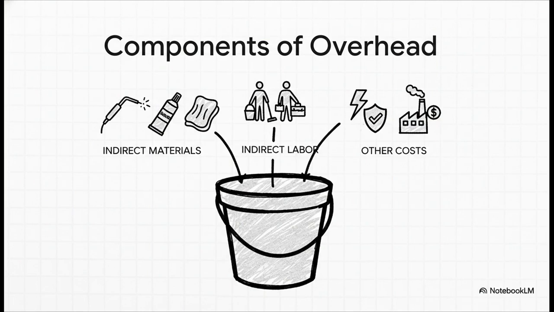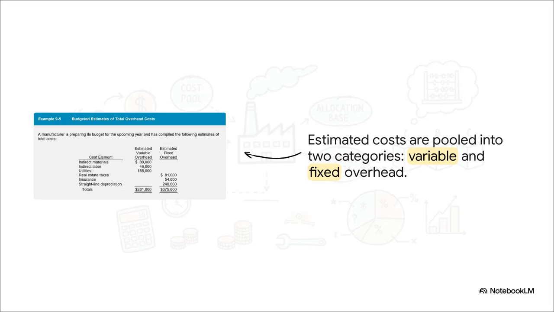So what's actually in this bucket? Well, it breaks down into a few main categories. You've got your indirect materials, things like polishing compounds, cleaning supplies, or welding rods. Then there's indirect labor. We're talking about the wages for the maintenance crew, the janitors, the factory security guards. And then you have the whole shebang of factory operating costs, stuff like utilities, insurance, and property taxes for the factory itself.